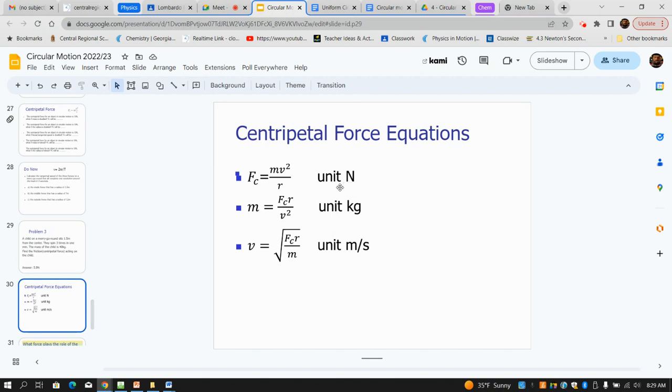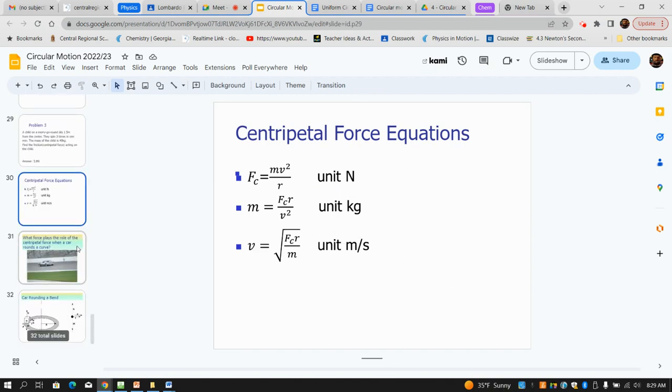The units for these: force is in newtons, mass will be in kilograms, and your tangential velocity in meters per second.